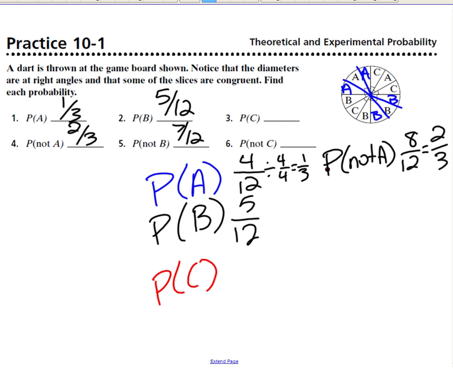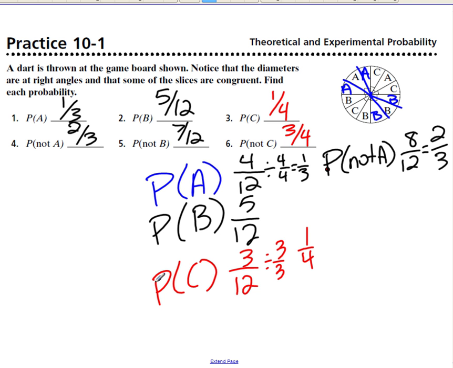So the probability of getting a C, 3 divided by 3, divided by 3, 1/4. So if there's a 1/4 chance of getting a C, what's the chance of not getting a C? 3/4. Okay? What else should be true here?